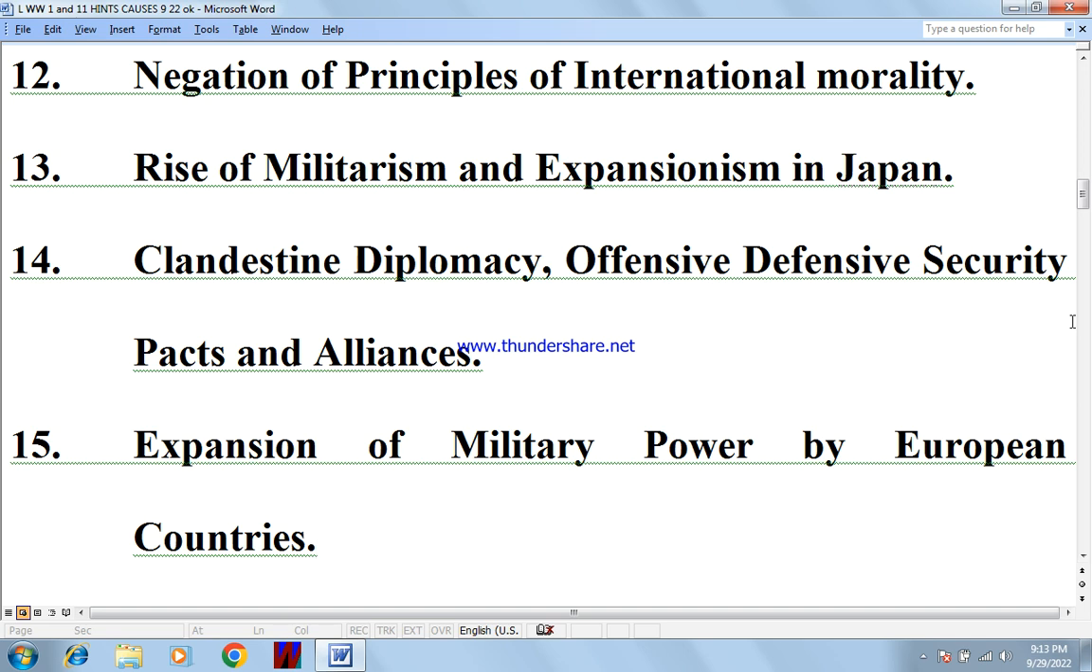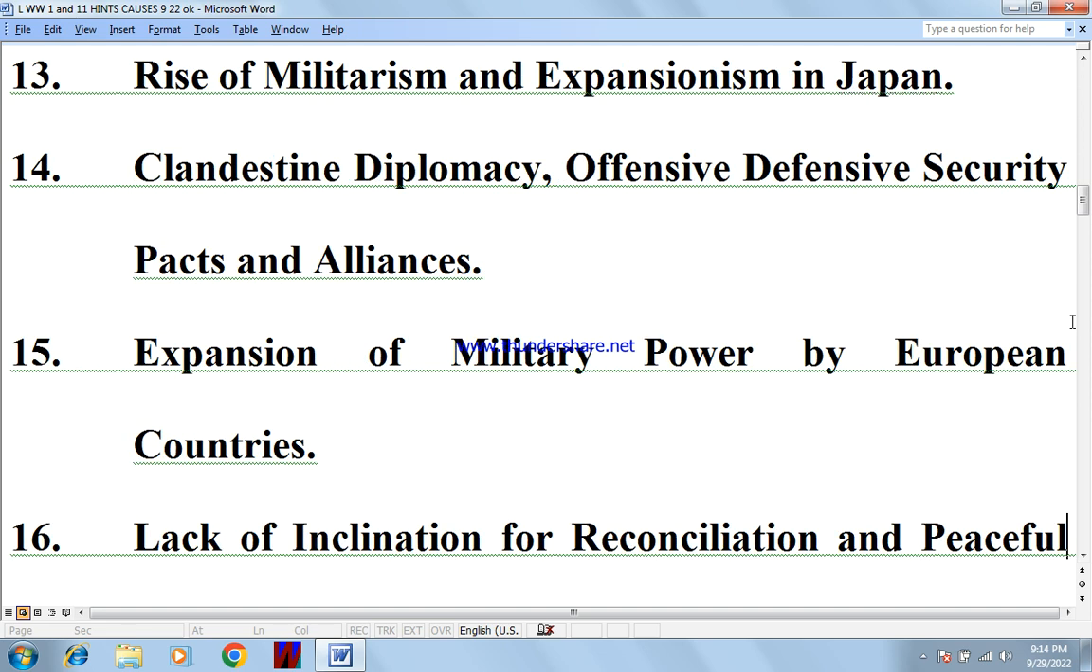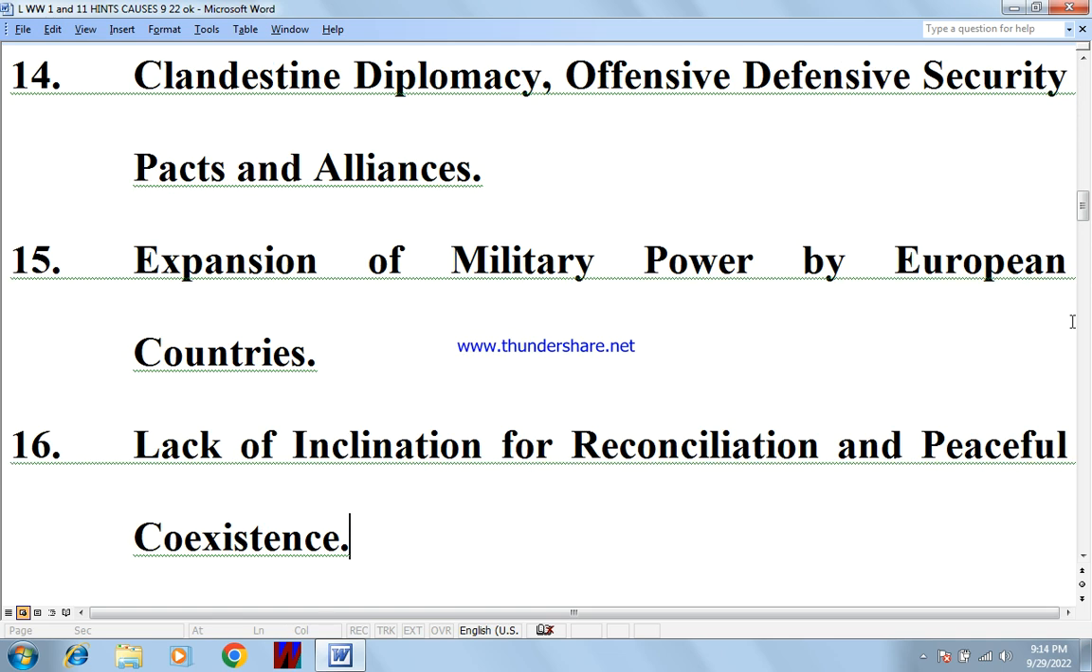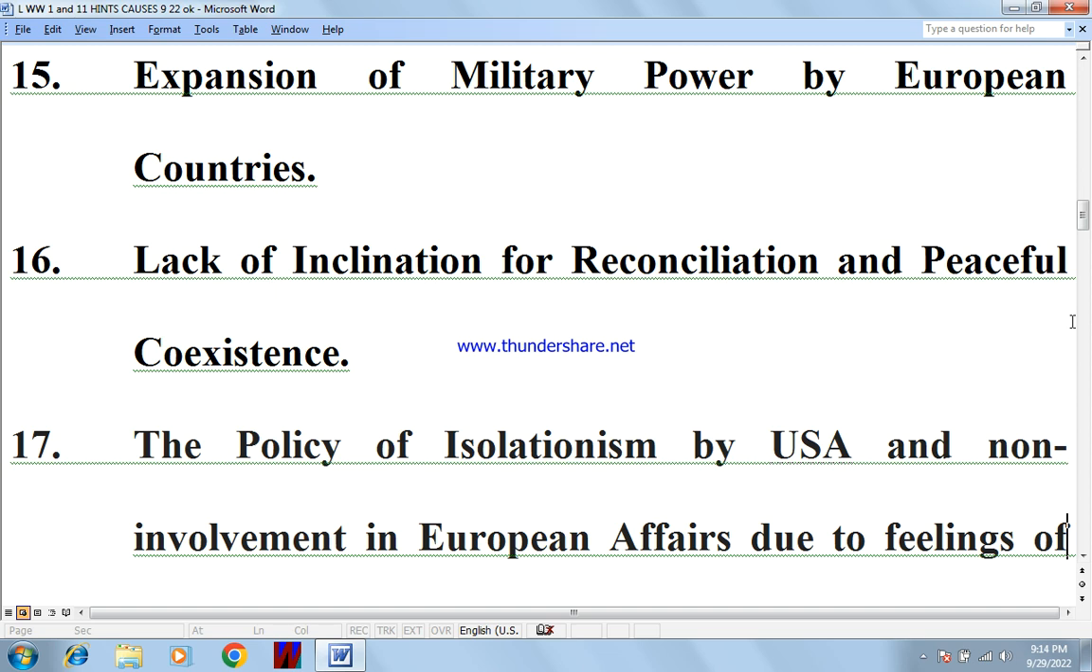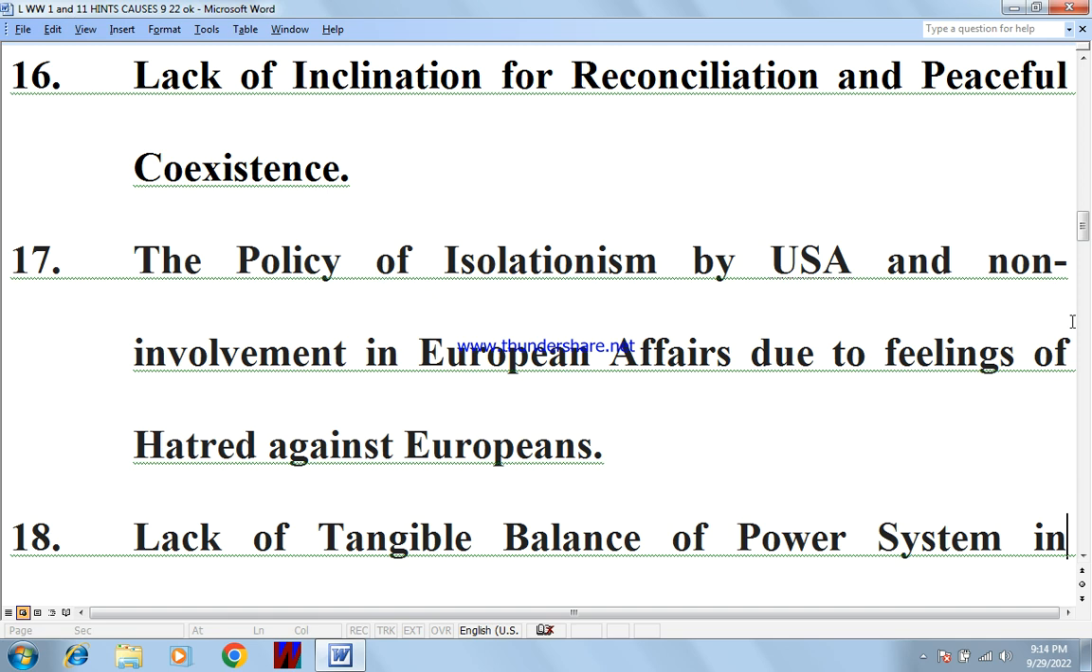Number 13, rise of militarism and expansionism in Japan. In Asia, Japan was moving and following the policy of expansionism. Number 14, clandestine or secret diplomacy, offensive and defensive security pacts and alliances. Number 15, expansion of military power by European countries. Number 16, lack of inclination for reconciliation and peaceful coexistence.